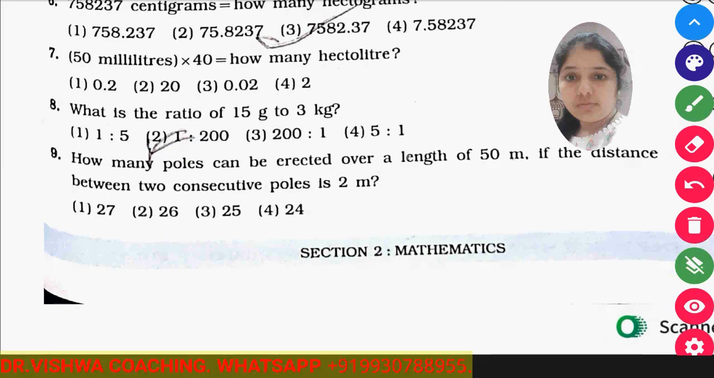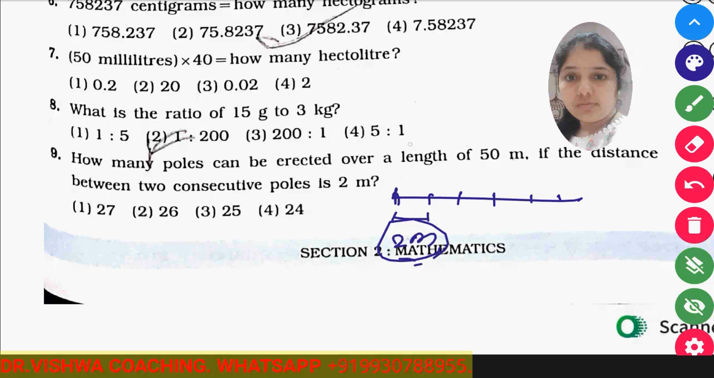How many poles can be erected over the length of 50 meter if the distance between two consecutive poles is 2 meter? Now, see, a 50-meter long distance is there and there are poles in between, and in between two poles there is a distance of 2 meter.